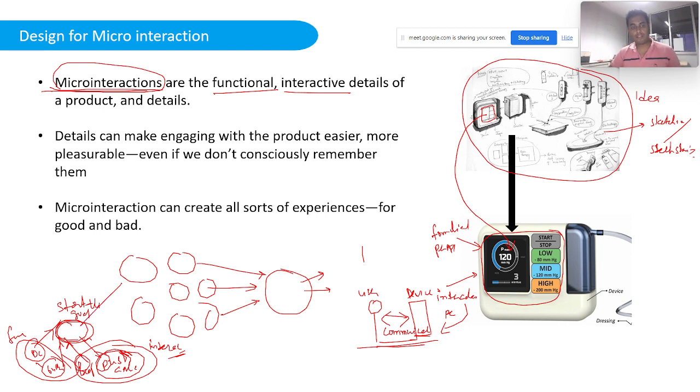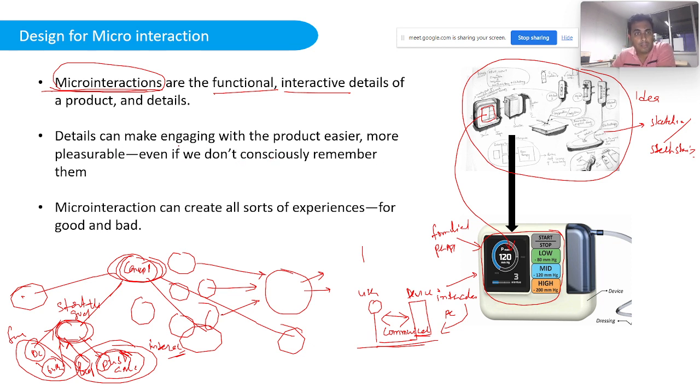Likewise, when you do multiple such sub goals, you will be fulfilling the overall requirement of the concept. So this is the concept, and when you break it down from a functional or interaction perspective, you get individual goals, and then you try to design those micro interactions. So that is what micro interactions are.